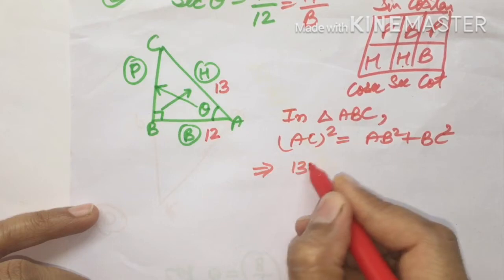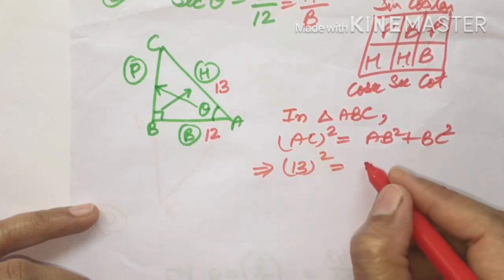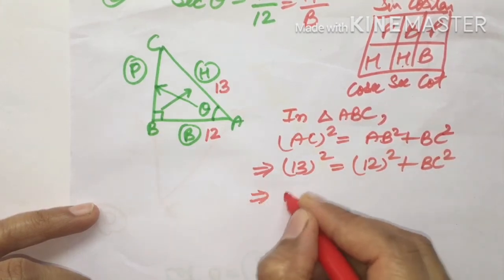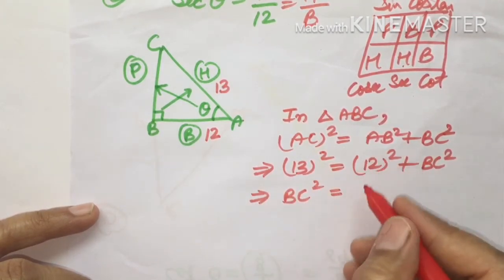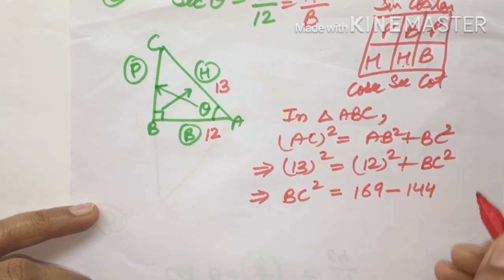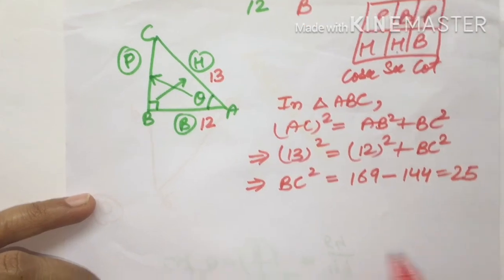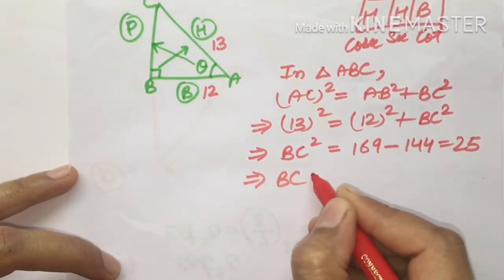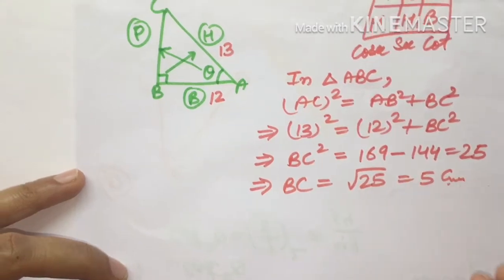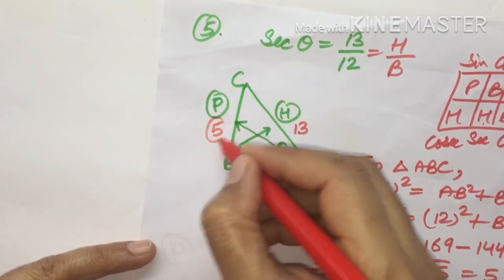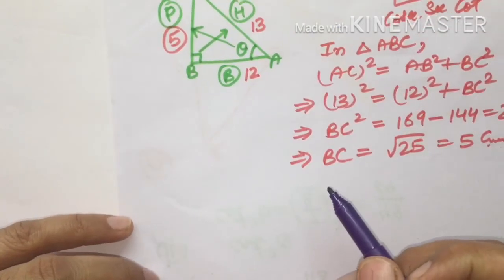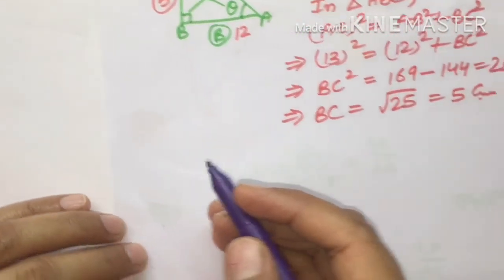So value of AC we know, 13 square. AB also we know, 12 square of that, and BC square. So from here we can find out the value of BC. 13 square 169, 12 square 144. So it is 25. Value of BC is equal to root of 25 and it will be 5 centimeters. So value of perpendicular is 5. Now we know all three sides, so easily we can find out all the rest of the trigonometric values.